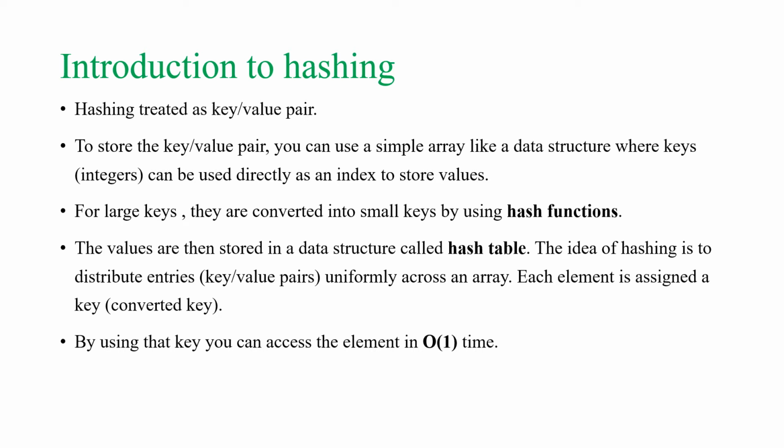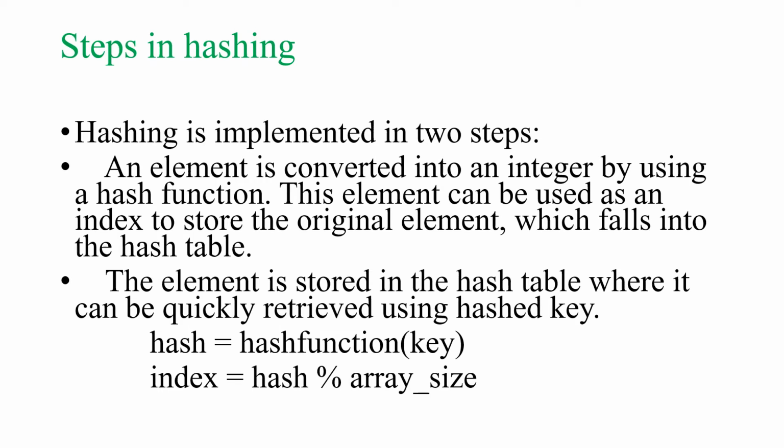The idea of hashing is to distribute entries uniformly across an array. Each element is assigned a key. By using that key, you can access the element in big O of one time. That's why the hashing technique takes only a constant amount of time to insert, search or delete an element from the hash table.